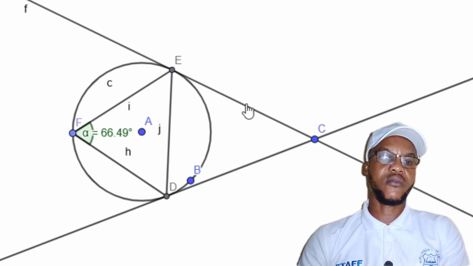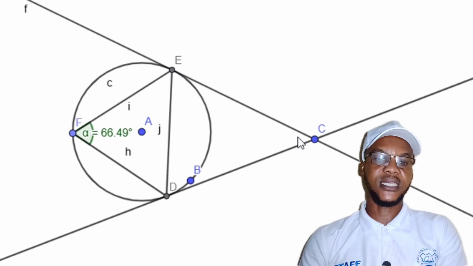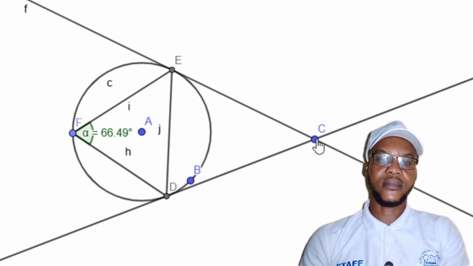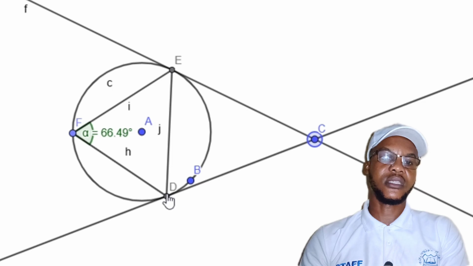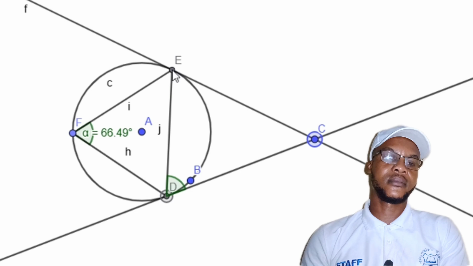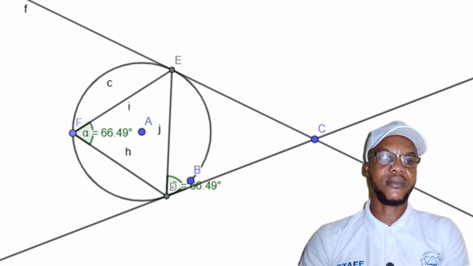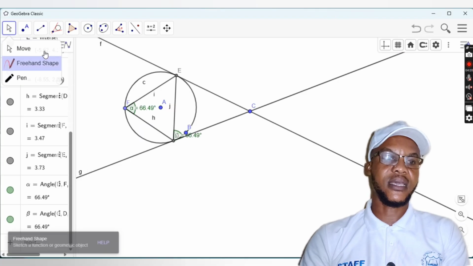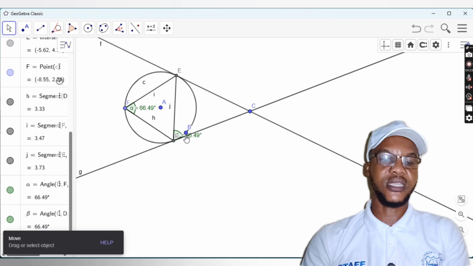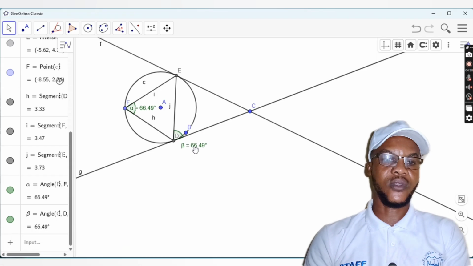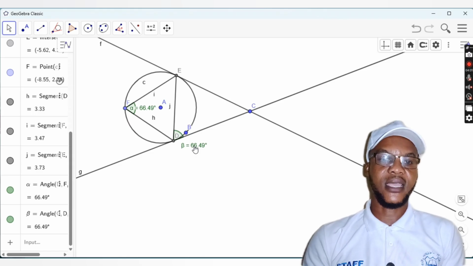Now I want to get the one at D, angle EDC. So I'll click C, point C, then D, and then E. So you see that now we have gotten the same thing. The algebra has also helped us to prove. Let me move this one so that you see it clearly. So you see that this angle is also 66.49, the same thing.